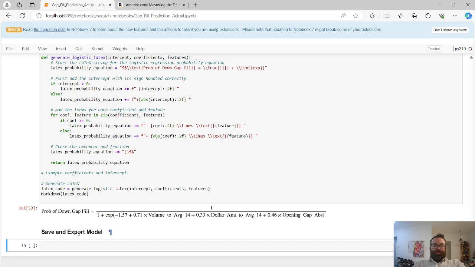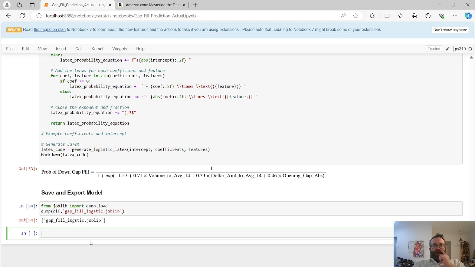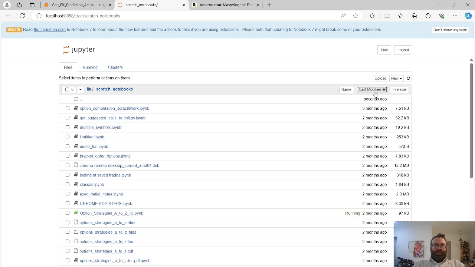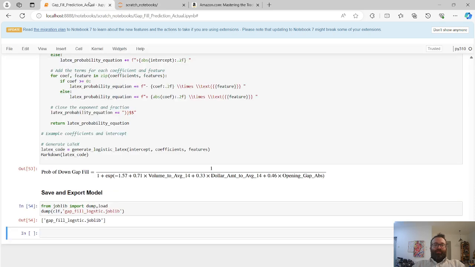And then just for completeness, let's save and export the model. We'll use joblib because that's what sklearn does. I forgot to import it above, so I do dump clf, and then I'll call it gap fill logistic.joblib, and then I have the model. And then if I do file open, I have the model last modified. Okay, I see the joblib file. Okay, anyways, this was the video.